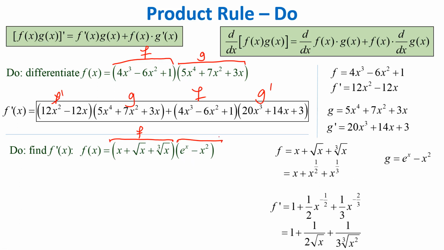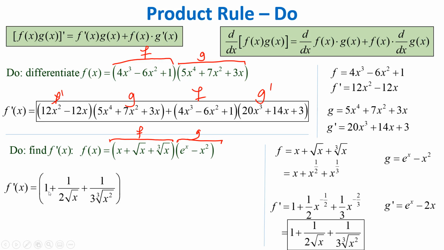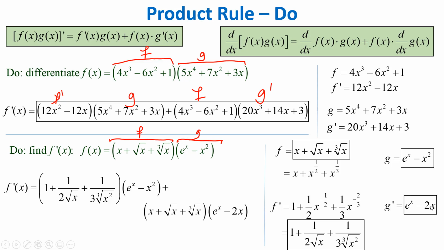G is e to the x minus x squared, a comparatively easier derivative to take. Then g prime, I'm just lining these up, will be e to the x minus 2x, and then f prime of x, which is completely different from these two. These are just labels. F prime of x is equal to f prime times g plus f, and in the interest of space, I'm just writing this on the second line, times g prime. And this is 1 plus 1 over 2 rad x plus 1 over 3 times the cube root of x squared times e to the x minus x squared plus x plus radical x plus cube root of x times e to the x minus 2x.